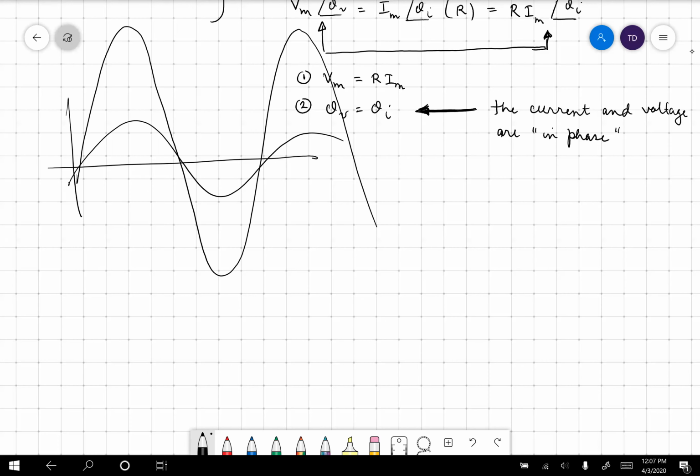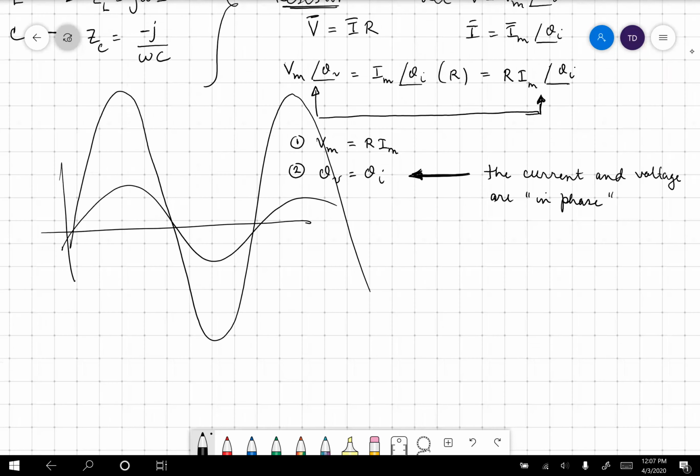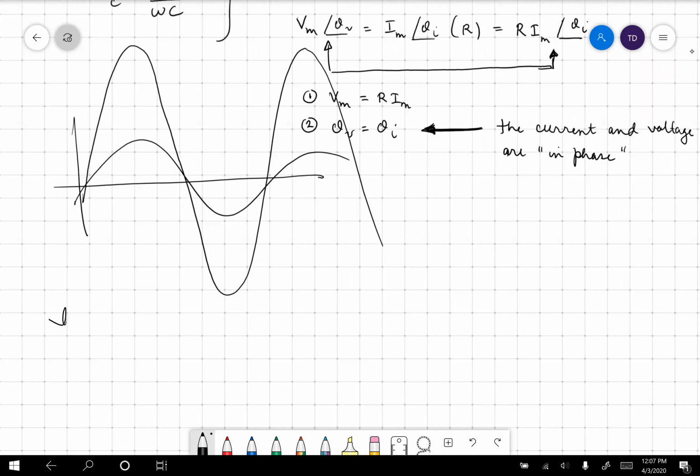Now that was the resistor. Let's go to the inductor. So we know for the inductor that Z for an inductor is equal to j omega L. So this is what we have. We have V phasor is equal to I phasor times Z, in this case Z sub L.